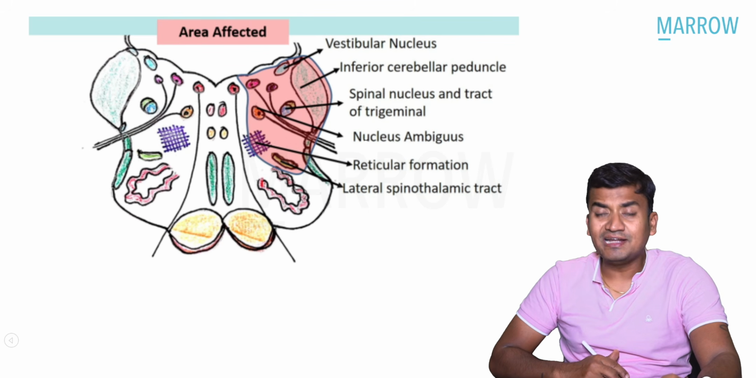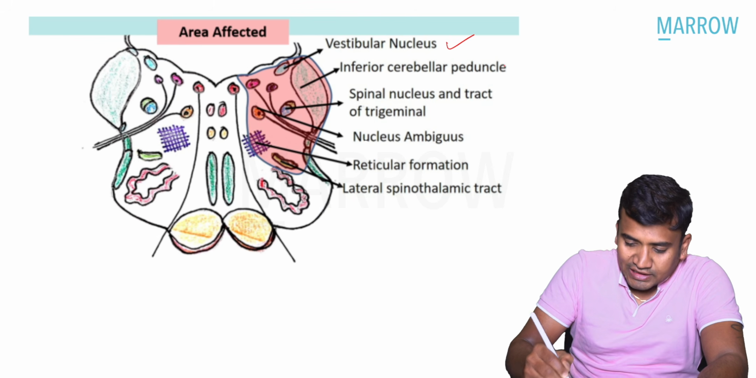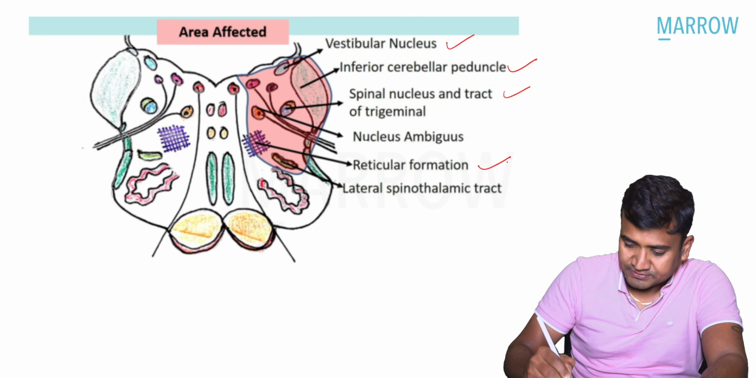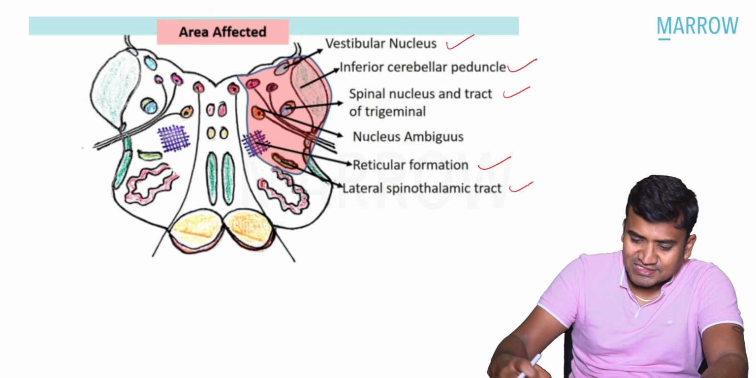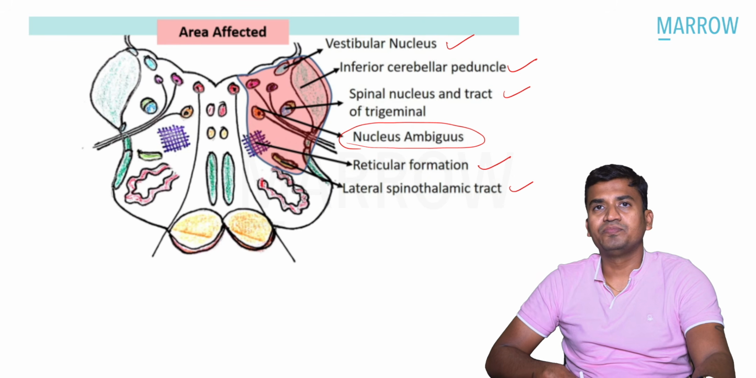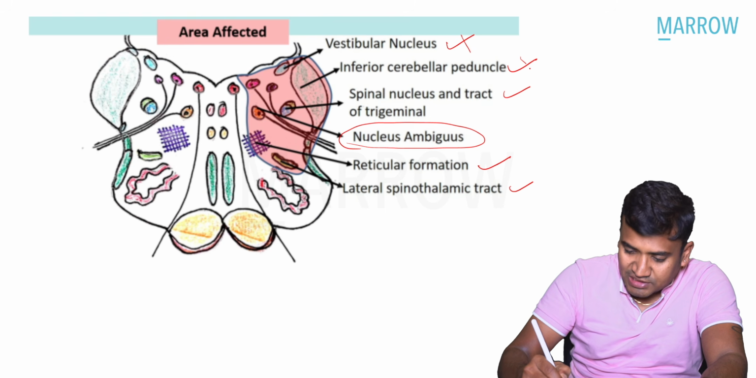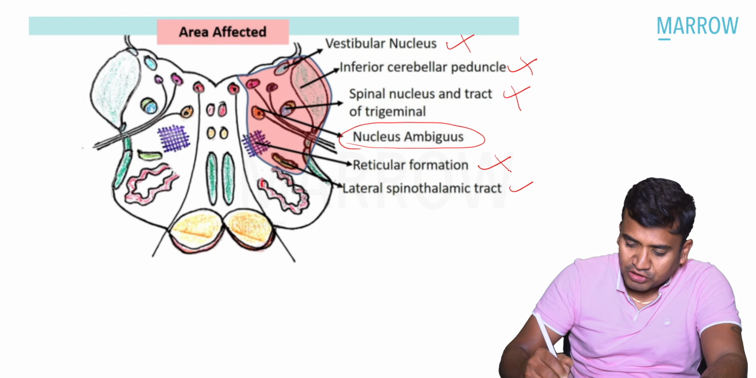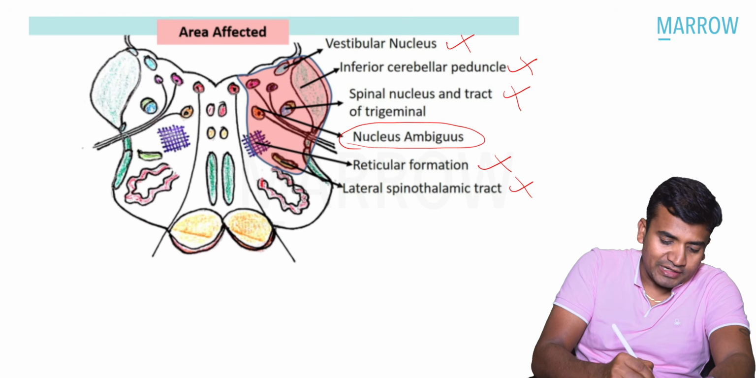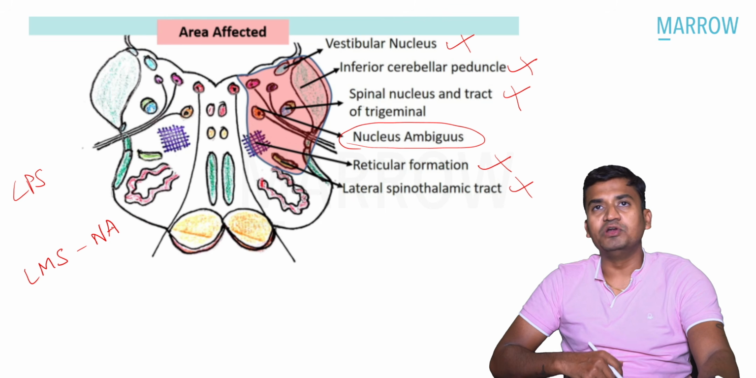Next one. Our lateral medullary syndrome. What are the structures affected in lateral medullary syndrome? Vestibular nucleus, inferior cerebellar peduncle, spinal nucleus of trigeminal, reticular formation, lateral spinothalamic tract. All these structures affected. Plus, one special structure for lateral medullary syndrome is nucleus ambiguus. Now, lateral pontine syndrome. Again, in lateral pontine syndrome, the vestibular nucleus, cerebellar peduncle, spinal nucleus of trigeminal, reticular formation, and the lateral spinothalamic tract are affected. The only difference between lateral pontine syndrome and the lateral medullary syndrome is the nucleus ambiguus involvement for the medulla.